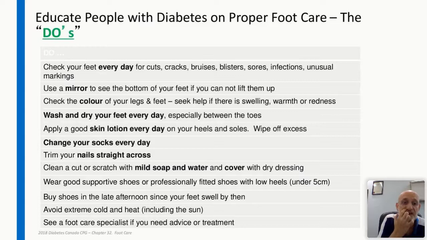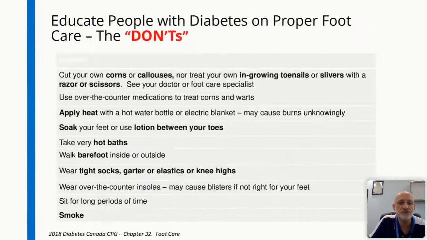Those are the things we should do: you check your feet every day, you look in the mirror, look at the color of the skin, change your socks every day as a patient, look at your nails, make sure you cut them properly, make sure that you clean your foot properly, and make sure it's dry before you put your shoes on.